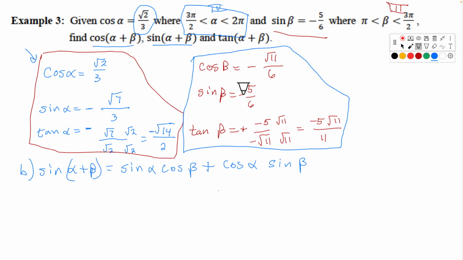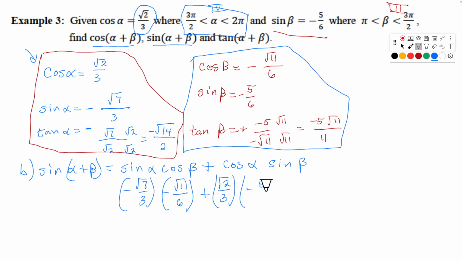And now I go back to my values. I plug in my values, just like we were doing. So what's the sine of alpha? Sine of alpha is over here, negative square root of 7 over 3. What's the cosine of beta? Negative square root of 11 over 6. Cosine of alpha, that's over here, square root of 2 over 3. And sine of beta, that's over here, negative 5 over 6.